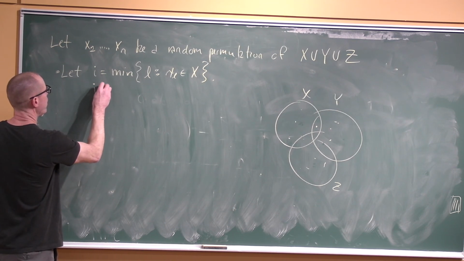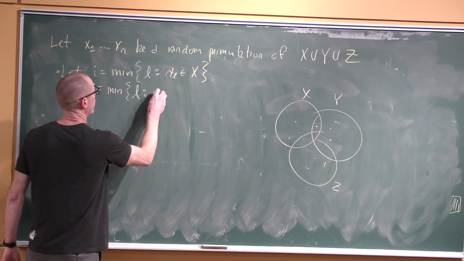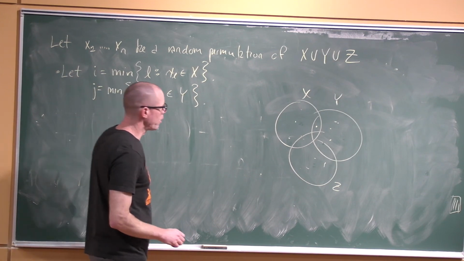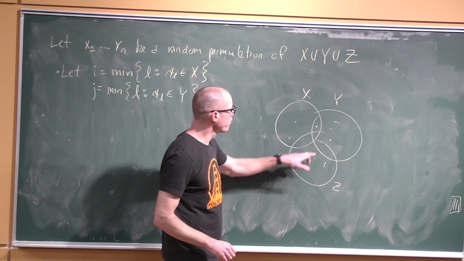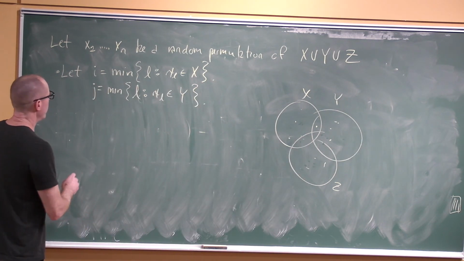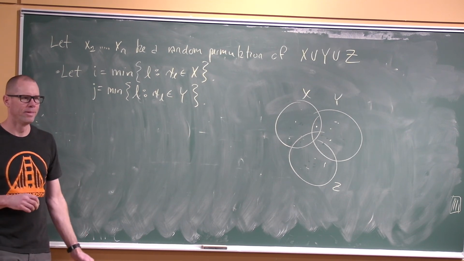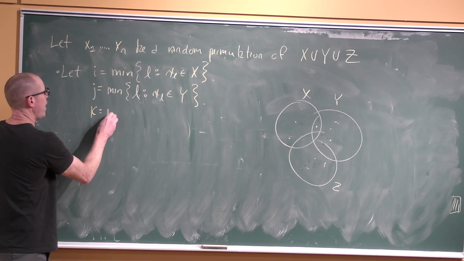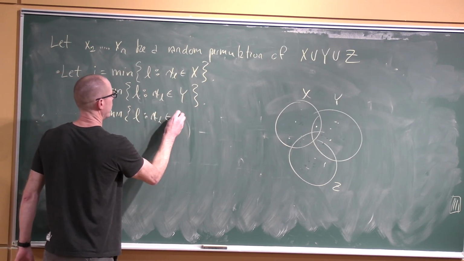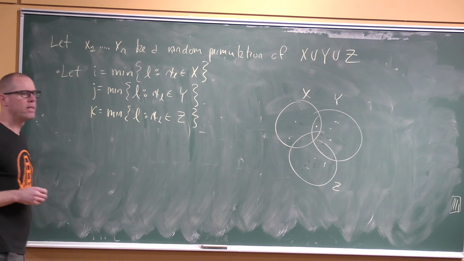Let j, so I do the same thing now for y. So again, I go through my list and I look until I see the first thing in my list that shows up in y. Guess what k is? k is the index of the first thing in my list that shows up in z.